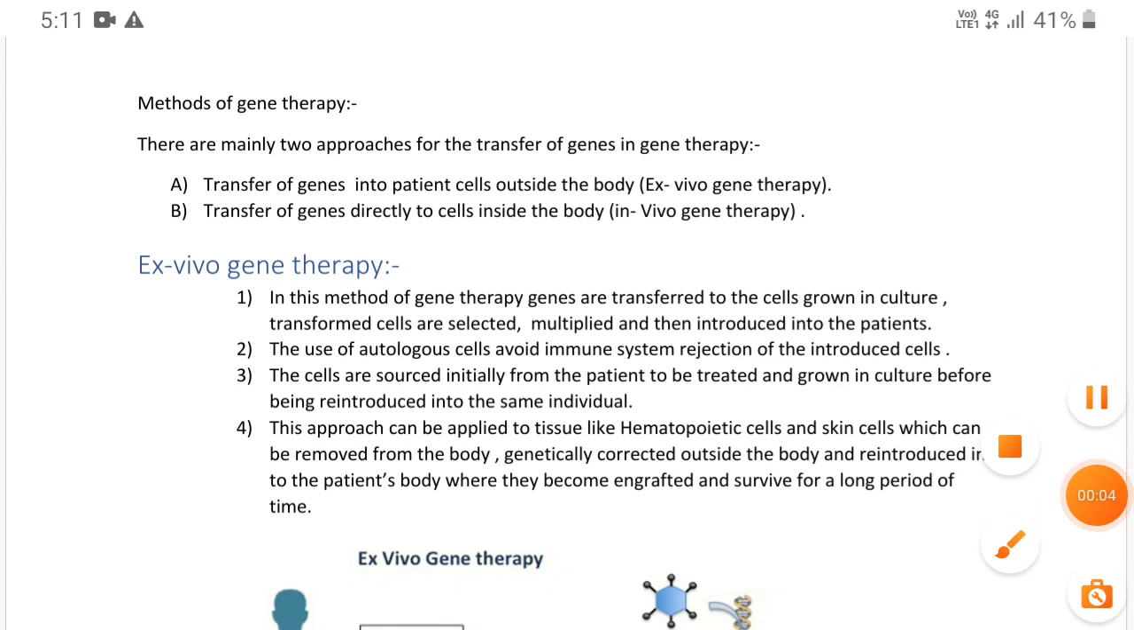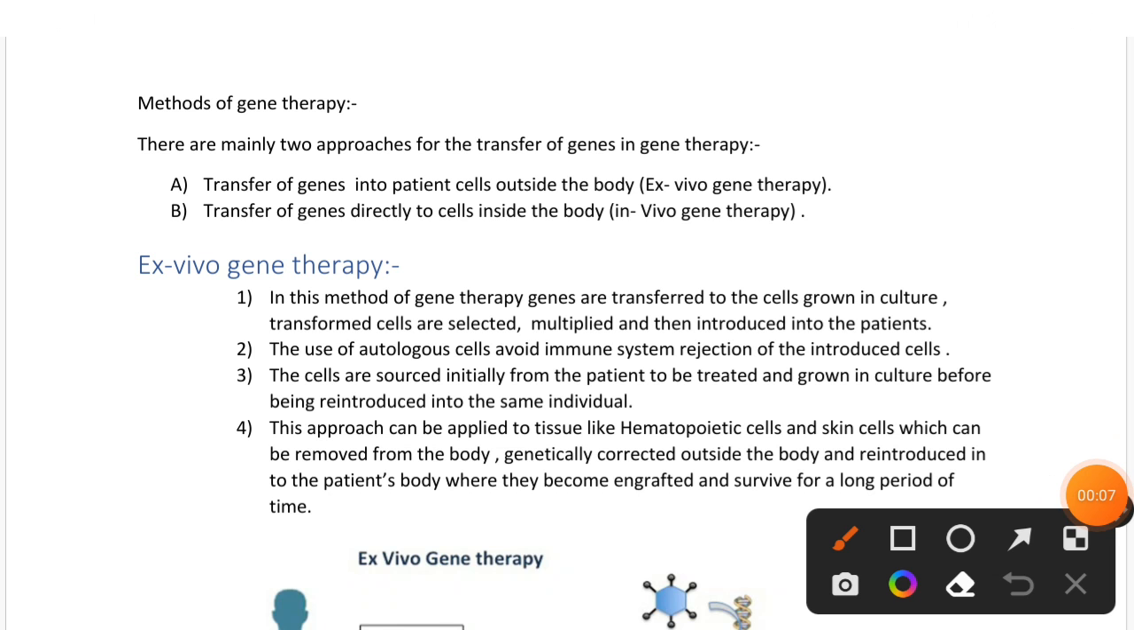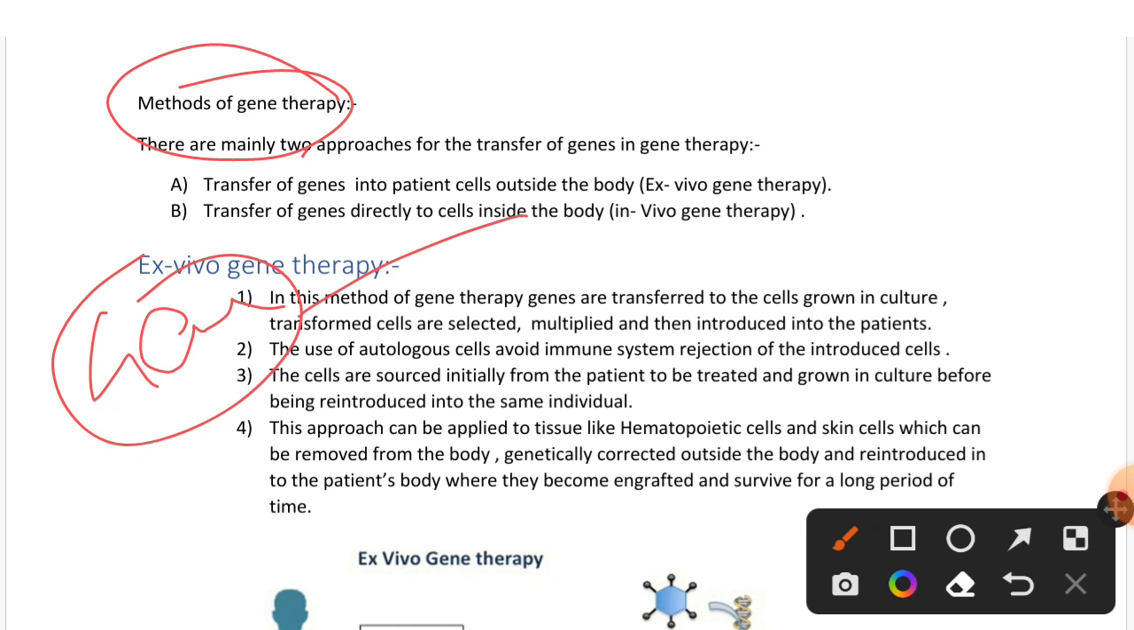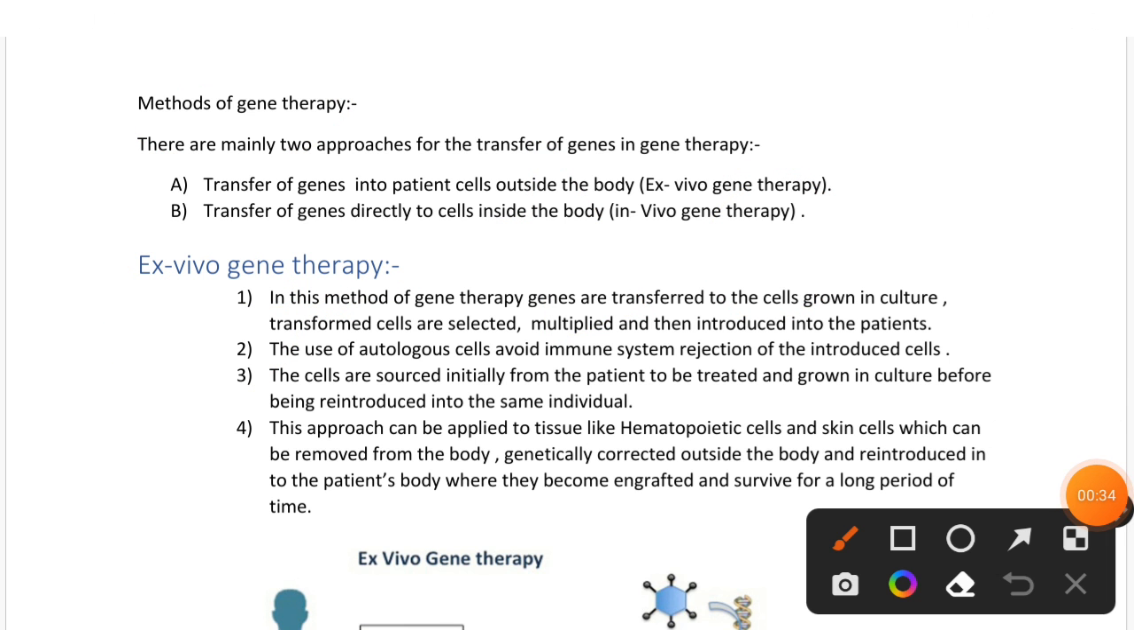Okay, so now let's discuss some methods of gene therapy. We have already discussed classical gene therapy and non-classical gene therapy. In this video we are going to discuss an approach by which you can transfer your gene inside a cell which contains some defect due to a particular gene. That kind of gene therapy is ex vivo gene therapy, which I want to talk about.